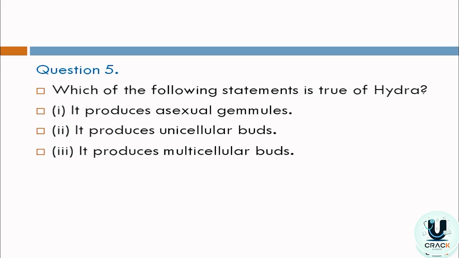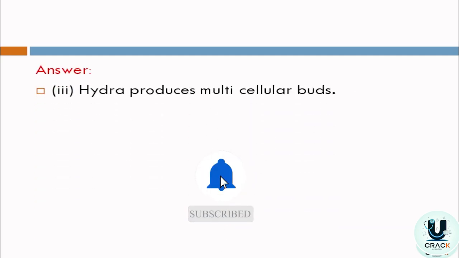Question number 5. Which of the following statements is true of Hydra? 1. It produces asexual gametes. 2. It produces unicellular buds. 3. It produces multicellular buds. Answer. 3. Hydra produces multicellular buds.